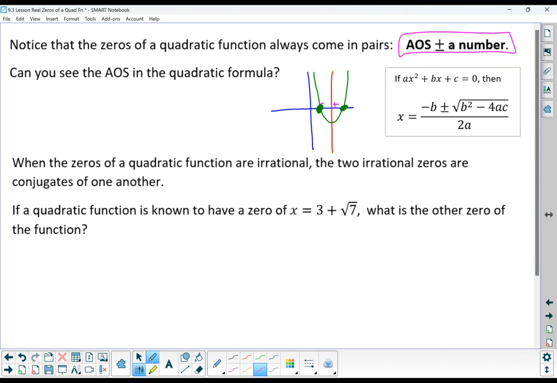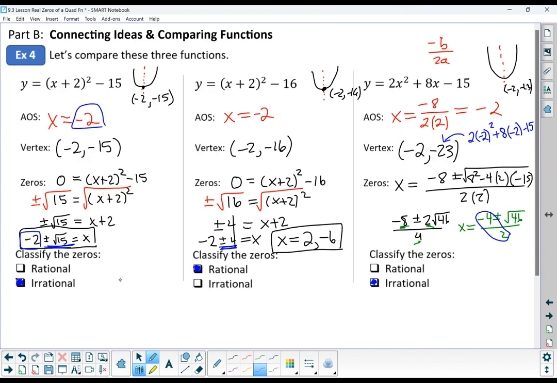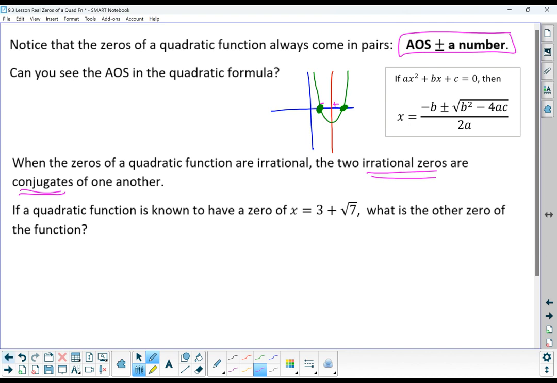When the zeros of a quadratic function are irrational, the two irrational zeros are conjugates of one another. Like if you look at our last one, it was -2 plus root 15 and -2 minus root 15. Those are conjugates. We've talked about conjugates before, mostly in the case of complex numbers. 2 plus 3i is a conjugate with 2 minus 3i. So these are called complex conjugates, and these are just irrational conjugates.